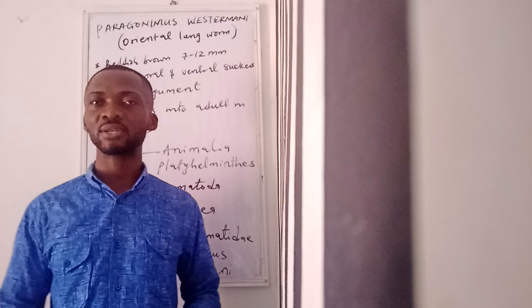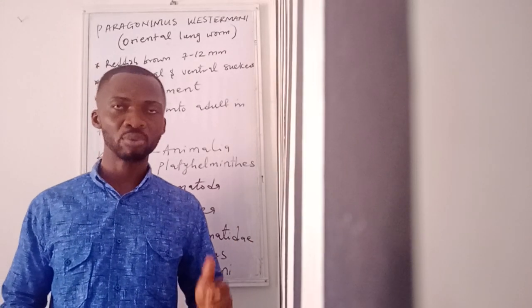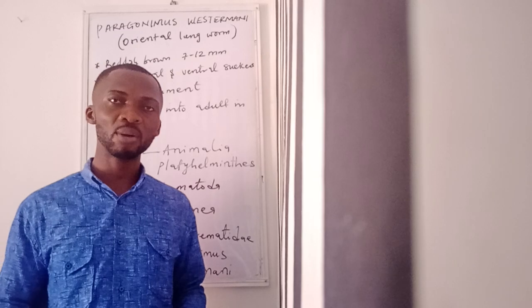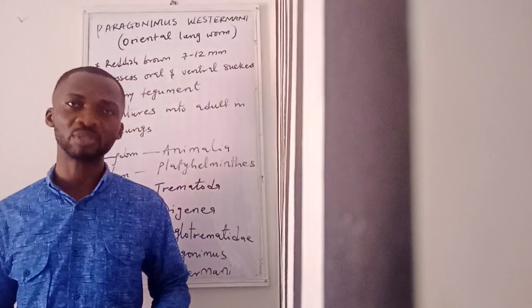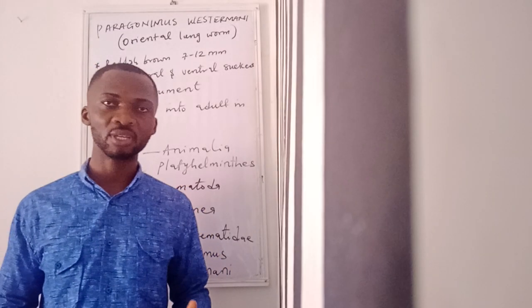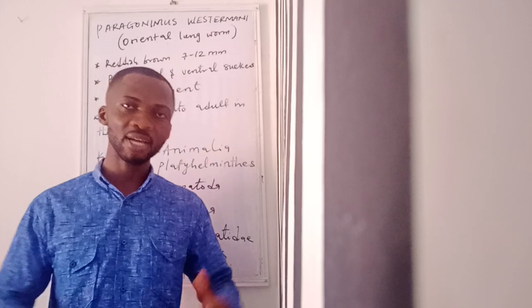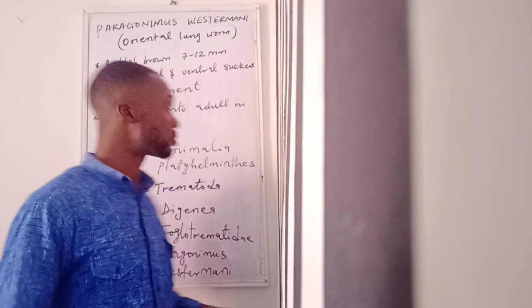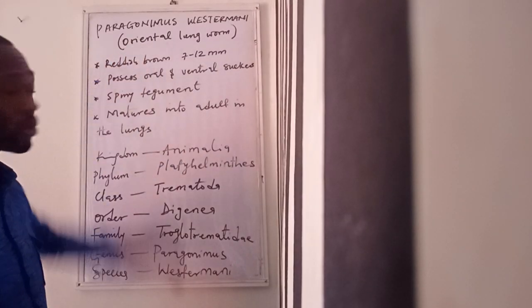We have different types of flukes. We have the blood fluke, Schistosoma, the liver fluke, Fasciola, the intestinal fluke, Fasciolopsis buski. Then we have the lung fluke, Paragonimus westermani. These are the four different kinds of flukes that we have, and that is what we want to look at. I've said that it is also called a lung worm.